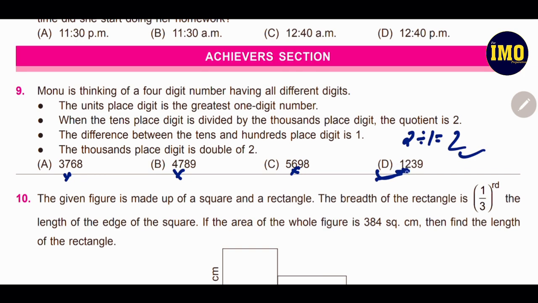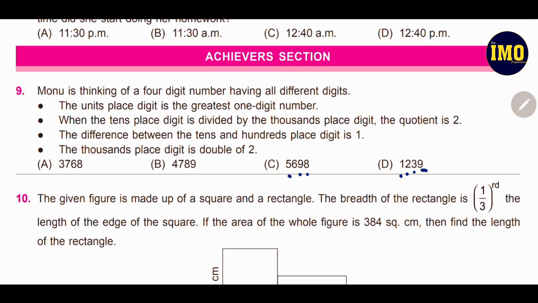So this is the only possible case when you divide the tens place number by the thousand place number. Oh, sorry, a little bit of confusion. Sorry for this. I'll do it again. This is the 1 place, this is 10, this is 100, this is 1000. 1, 10, 100, then 1000.